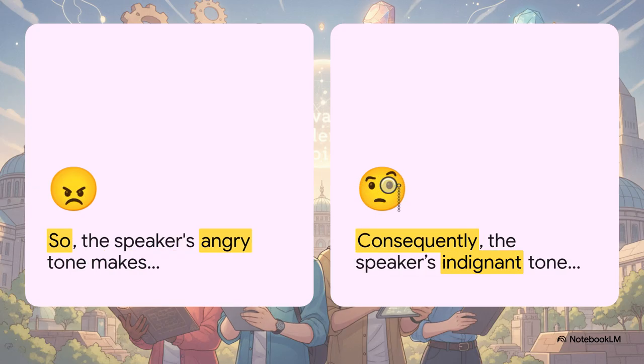Here's another one. So the speaker's angry tone makes the audience feel like they should change their minds soon. Notice the academic shift we can make here. That casual so becomes a commanding consequently. The pretty basic adjective angry gets upgraded to the highly specific indignant, which literally means anger at something unjust. And instead of the weak phrase makes the audience feel, the tone impels the audience. It completely transforms the rhetorical force of the sentence.